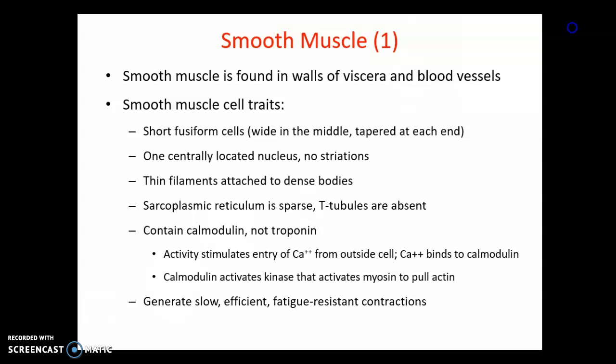Another term you might see for calcium calmodulin is CAM. So a CAM kinase is a cell adhesion molecule that is calcium linked that binds to a kinase. And that kinase, anything that's a kinase, is going to phosphorylate something. So calmodulin activates kinase, which phosphorylates myosin to pull actin. So it generates slow, efficient, fatigue-resistant contractions.